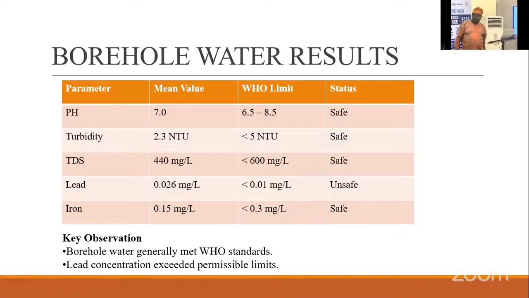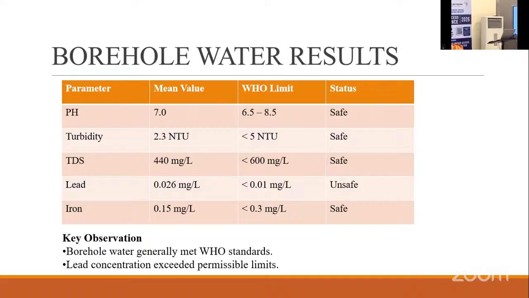Now, the results we obtained from the borehole water analysis of the samples we collected. For pH, the mean pH of the 5 samples was 7.0. When we compared it with the WHO limit of 6.5 to 8.5, we found out that it is safe. Then the turbidity, we had 2.3 NTU, which is the nephelometric turbidity unit. When compared with the WHO standard of less than 5 NTU, we found it to be safe.